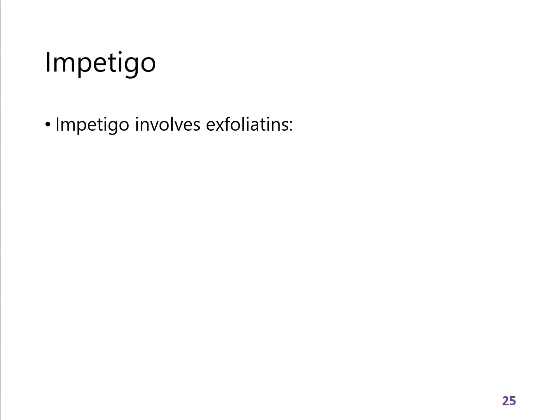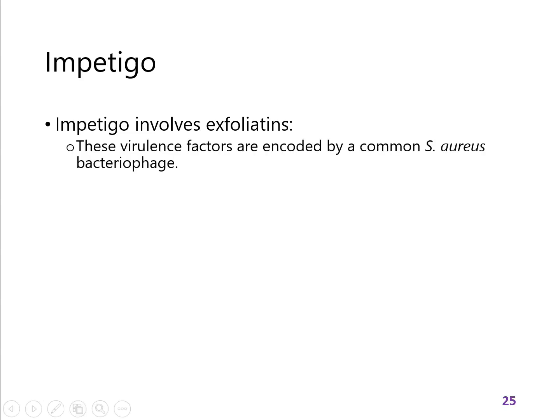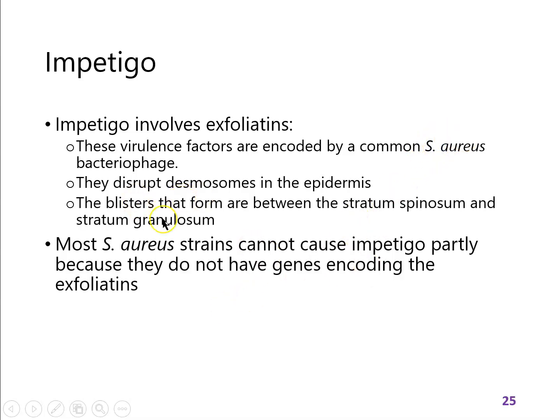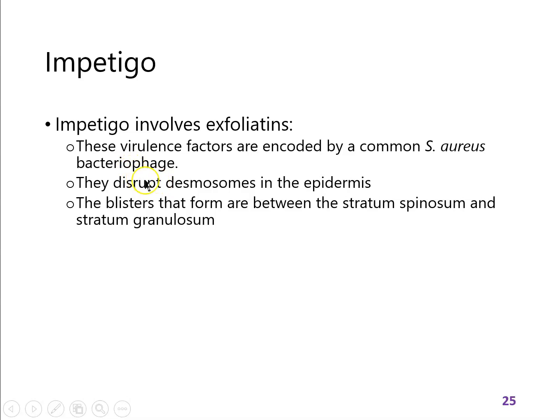happens when a strain of Staphylococcus aureus is able to cause an infection and release an exfoliatin. So what does that mean? Well, what these exfoliatins do is they disrupt desmosomes in the epidermis, and that allows the stratum spinosum to separate from the stratum granulosum. So this would be the actively growing cells in the epidermis, and this would be the cells that are transitioning into the keratinized state.